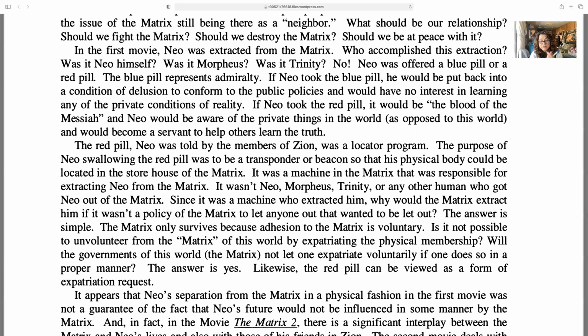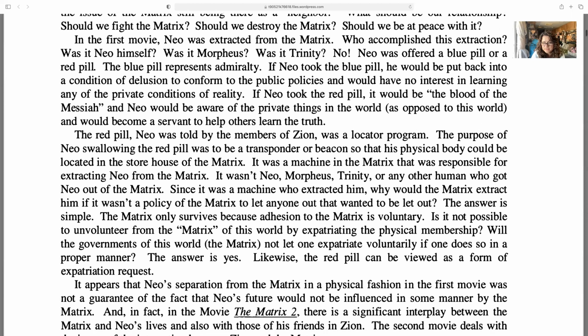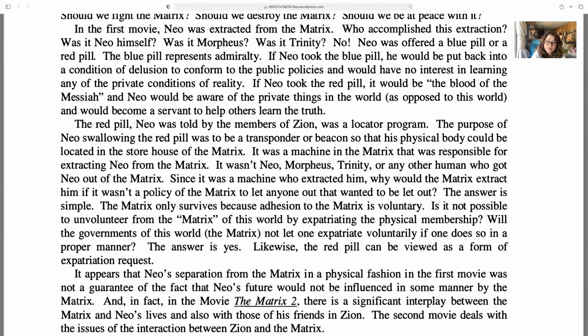Since it was a machine who extracted him, why would the Matrix extract him if it wasn't a policy of the Matrix to let anyone out that wanted to be let out? The answer is simple. The Matrix only survives because adhesion to the Matrix is voluntary. Wow, that's good right there.